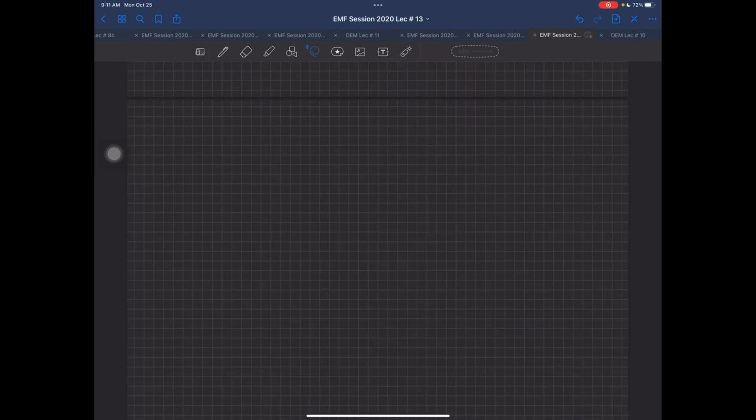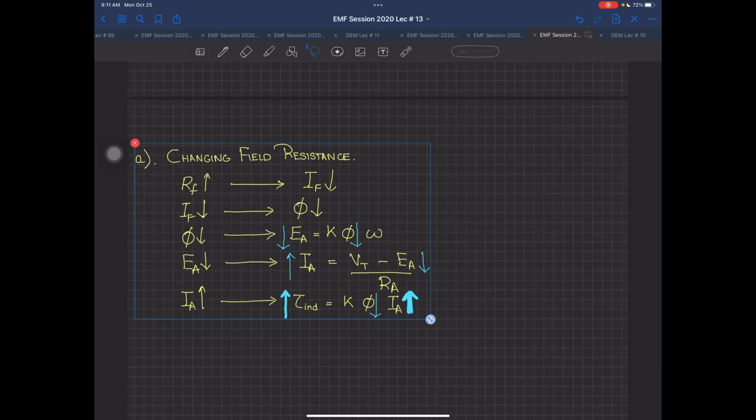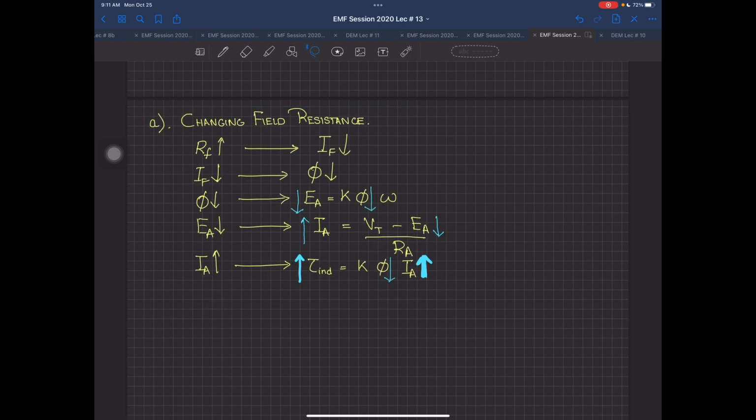देखो जी, what I did over here just now, that I started to change my field resistance, field current change हुआ, flux change, EA change, IA increased, and when IA was increased, flux was decreased, I have found out that torque has increased. Now, this is happening in the fraction of a second time.